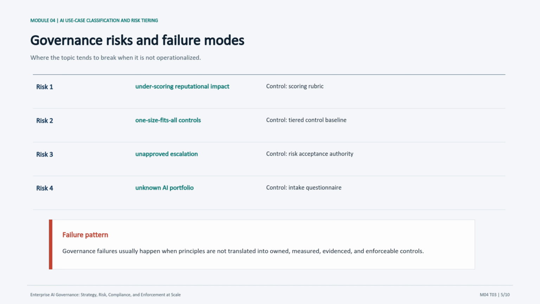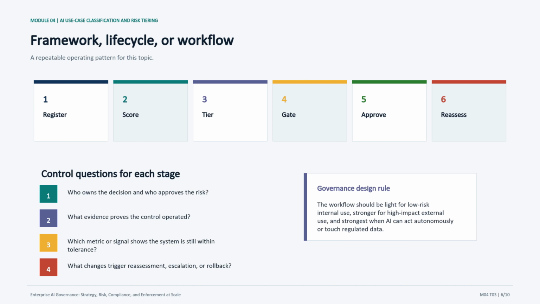For this topic, the control pattern includes scoring rubric, tiered control baseline, and risk acceptance authority. A useful classroom prompt is, if this failure happened next quarter, who would notice it? What evidence would prove it, and what decision would the organization make next? The big takeaway is that principles must become owned, measured, evidenced, and enforceable controls. That sets up the workflow on the next slide. This slide gives learners an operating pattern.